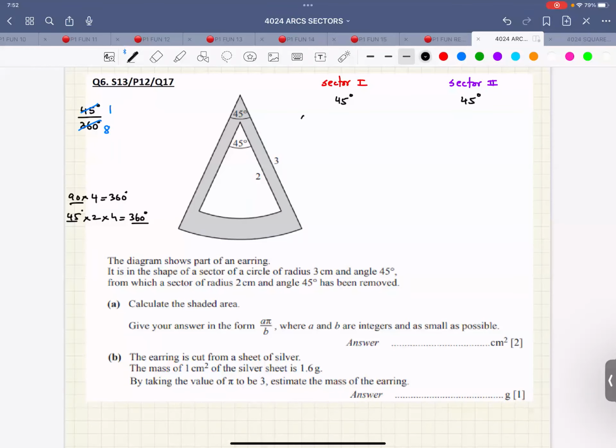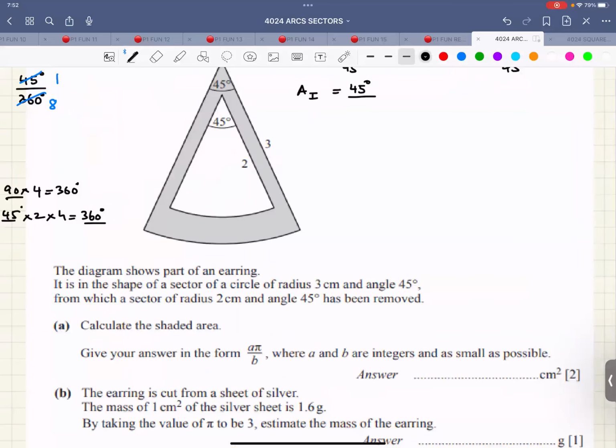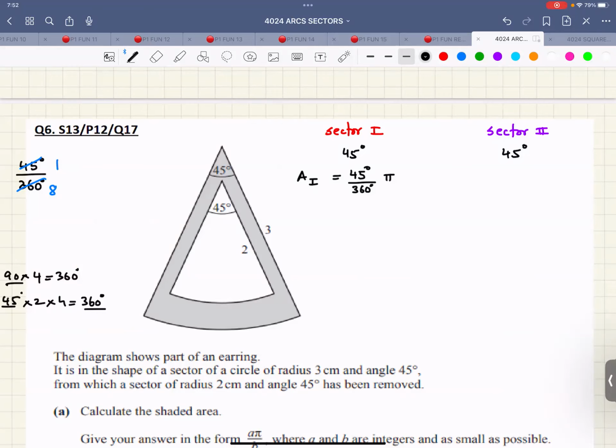Because if I calculate area of the sector 1, that is 45 over 360 degrees into pi into 3 square. Area of sector 2, that is 45 over 360 degrees into pi into 2 square. So let me just remove the small multiplication sign from here. Let me use brackets instead. This is 1 over 8. This is pi into 9. This is 1 over 8 into pi into 4.